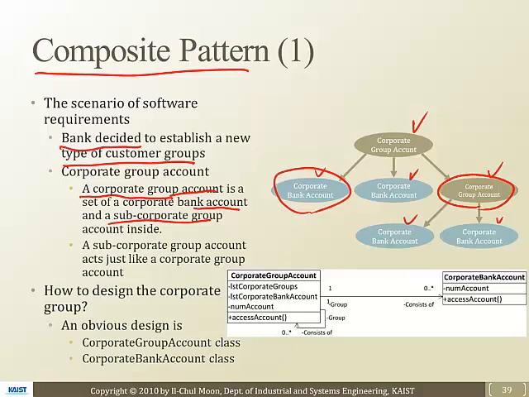Okay? And how to design this? So we have two different types of accounts. So what we are going to do is that we have two accounts here. And one thing is that corporate group account has two lists. One list is the corporate groups. It means that it has this many group accounts inside, and also bank accounts. We have this many bank accounts. Okay, we have number of accounts and access accounts. So this is a kind of obvious or natural way of doing that. But the question is, is this an efficient design pattern?